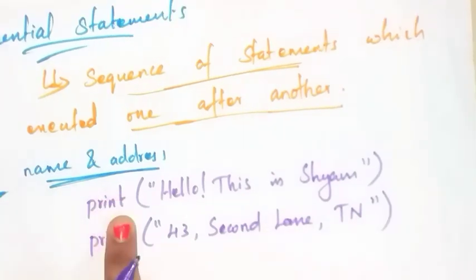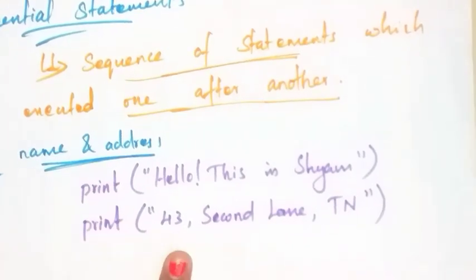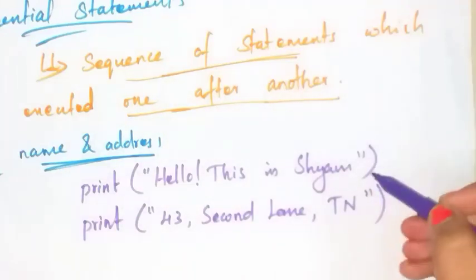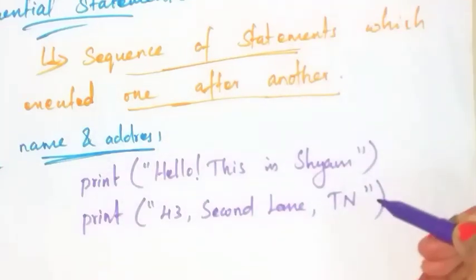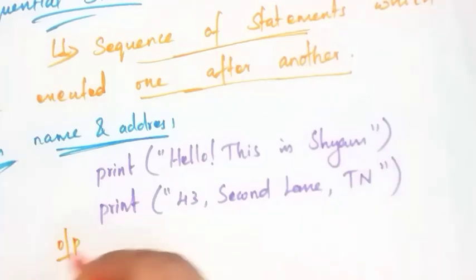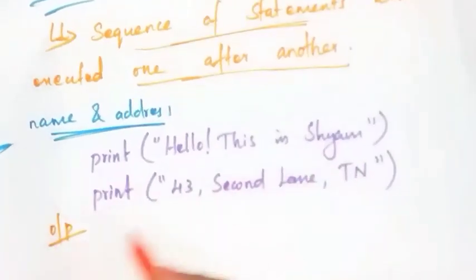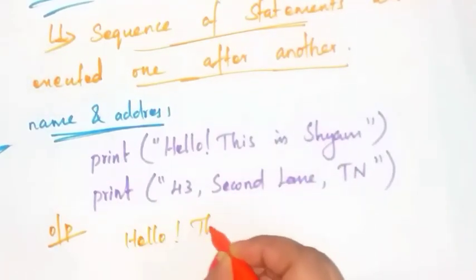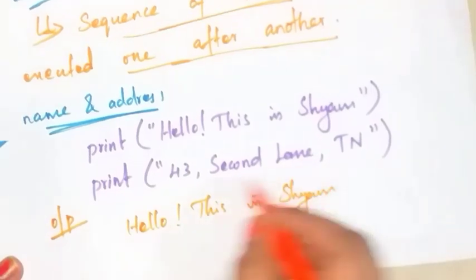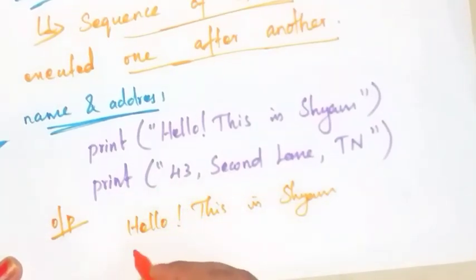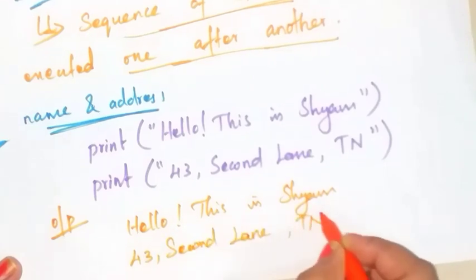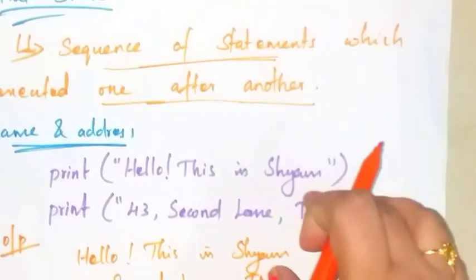The sequential statements are executed in the sequential order. Okay, which means one after another. So first this statement will be executed and next this statement will be executed. Okay, so you will get the output for this code. Hello, this is Shyam. Okay, and next, address 43 second land TN. This is the output for this code.